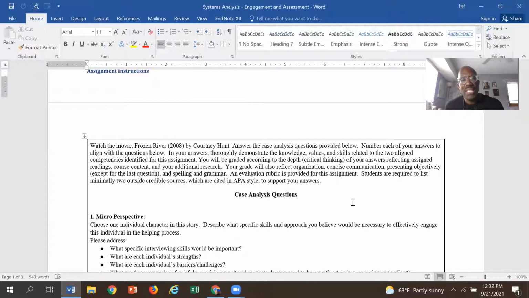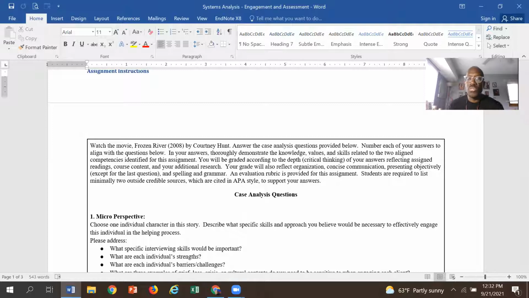In your case analysis, you're going to need to answer the questions that are below and make sure that your questions line up with the topic pieces that are actually there. You're going to be graded according to critical thinking. How are you thinking through this particular process? How well are you incorporating the readings and the course content as well as additional research that you will do? Your grade will also be determined by grammar, spelling, the whole nine yards. So keep that in mind.